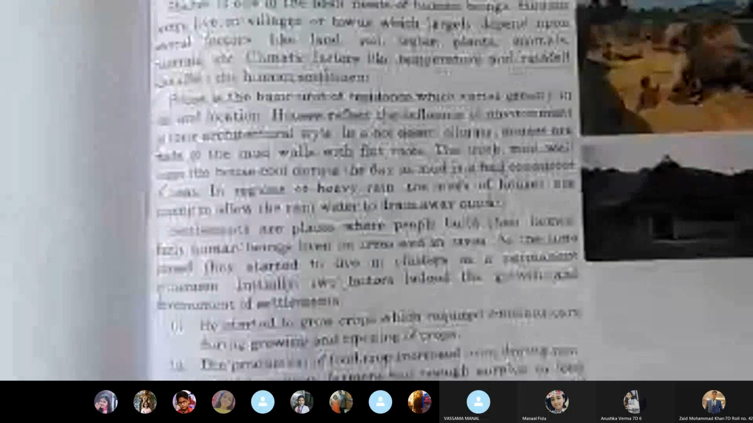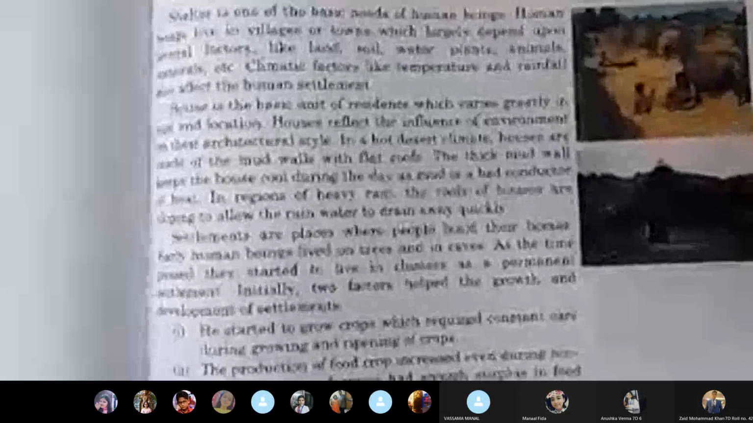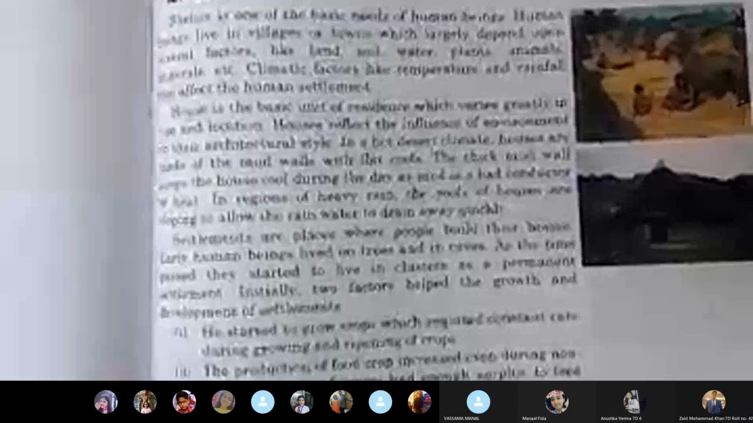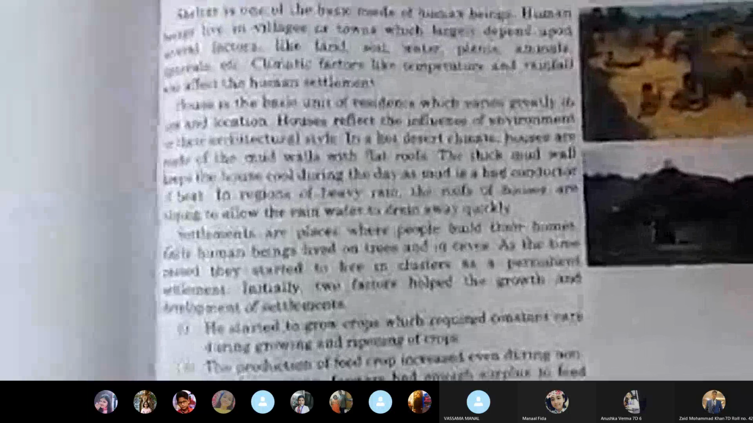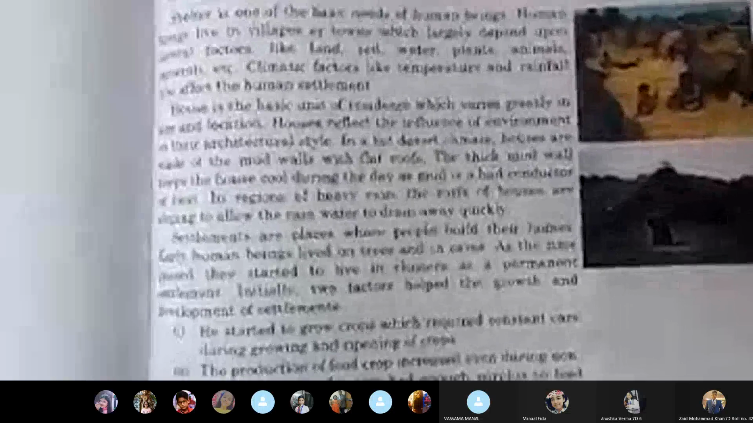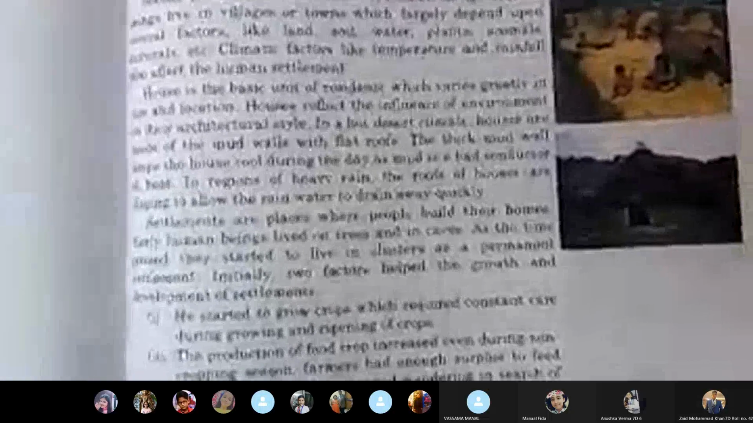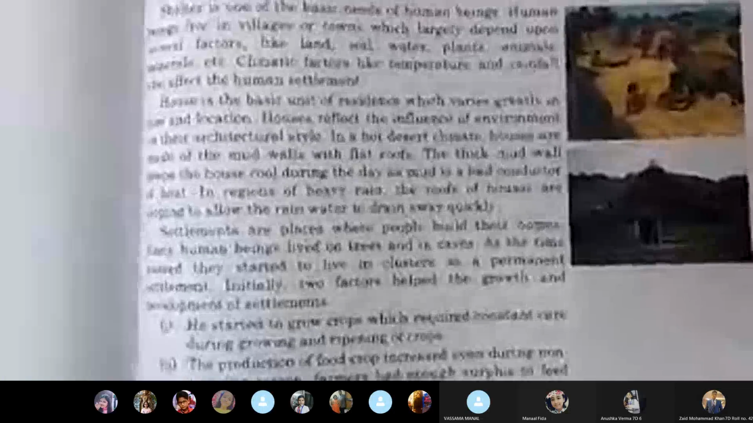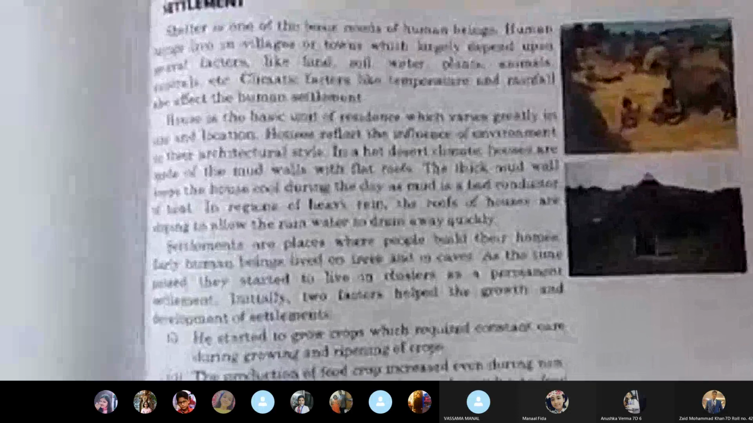Okay. Now, house is the basic unit of residence which varies greatly in size and location. Obviously, we all need a house to live in, and it should have a basic availability for any human to reside. Okay, we all live in houses. We don't live in jungles or treetops. We have houses. Now, the size and location of your house depends on the residential area you opt for.